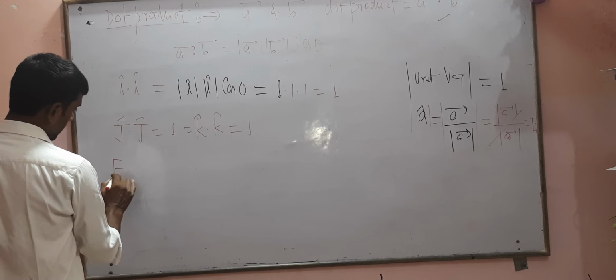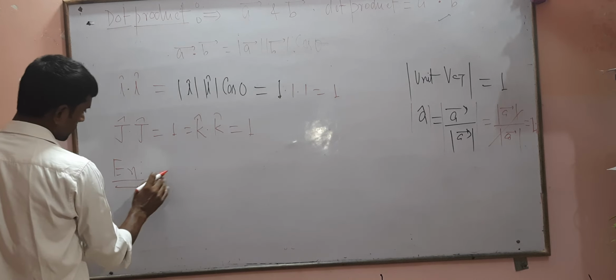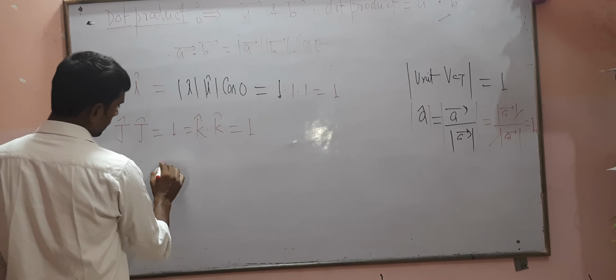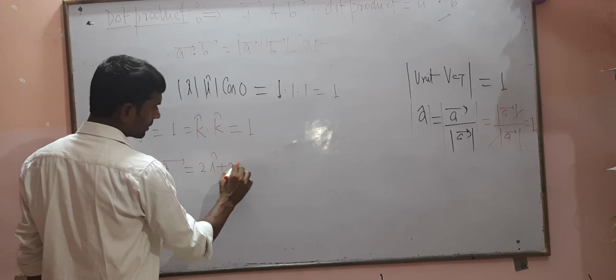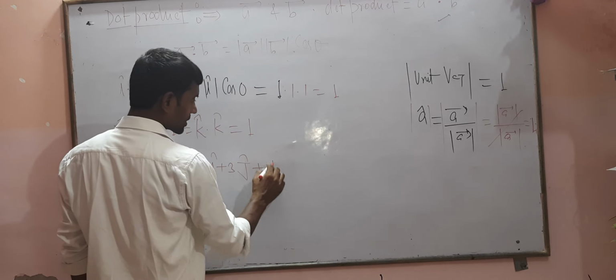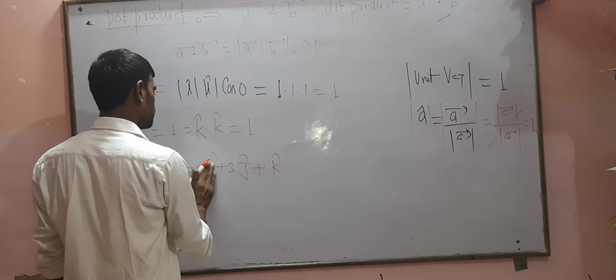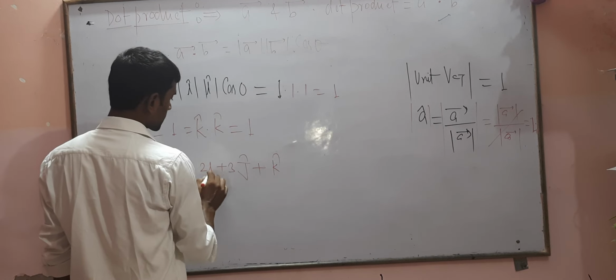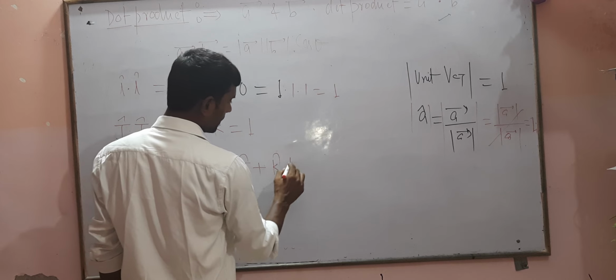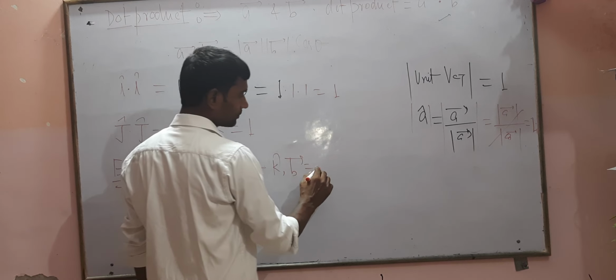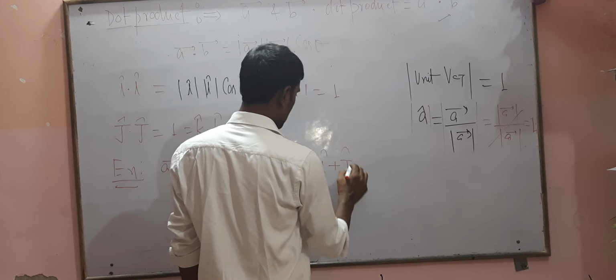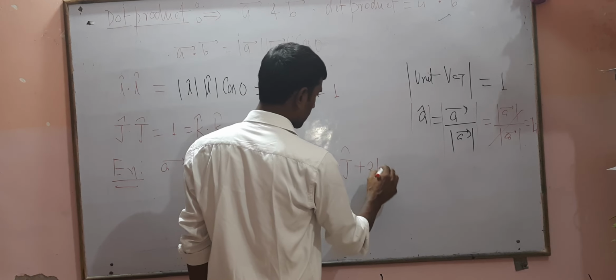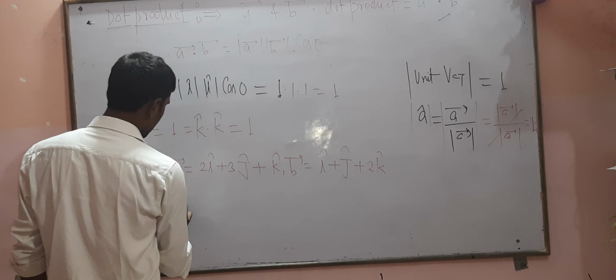So let us take an example. Let vector a equal 2I cap plus 3j cap plus k cap, and vector b equal I cap plus j cap plus 2k cap. Then find a dot b.